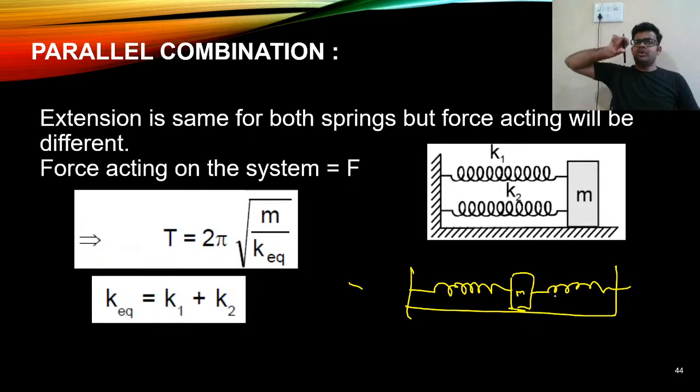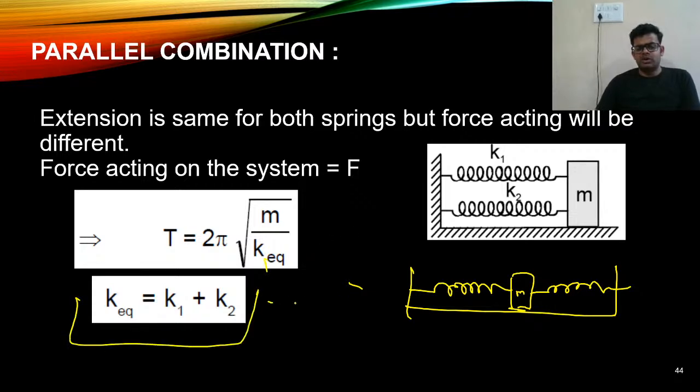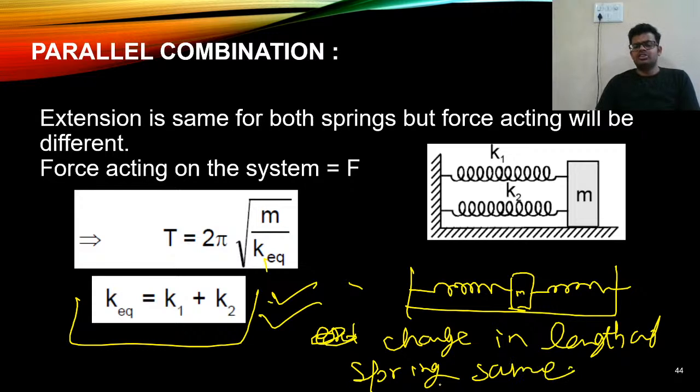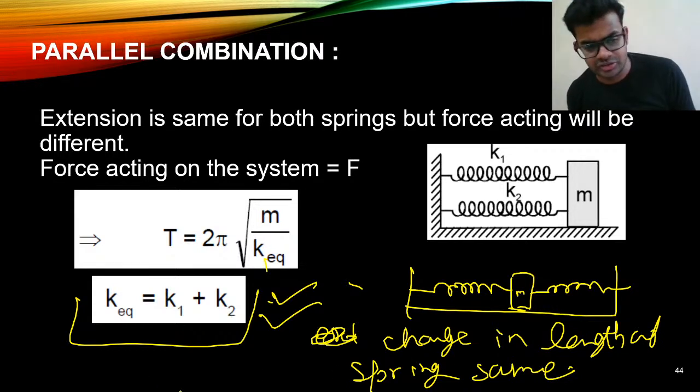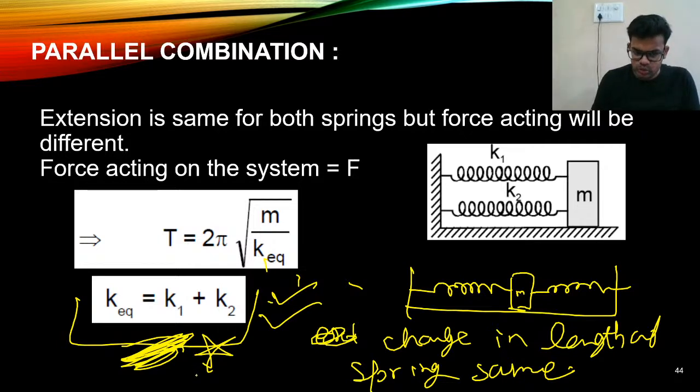Next, in the second diagram, if the block is displaced like this, one spring has x extension and the second has x compression. The change in length is the same only. One is having compression, another is having extension. So we need to remember the formula: K equivalent is equal to K1 plus K2. What is same? Extension or compression, meaning the change in length of the spring is same. This you need to remember, my dear friend. What is different? The force, the tension, is different in each spring. So the formula is T is equal to 2 pi root of m by K equivalent. For parallel combination, K equivalent will be K1 plus K2. All of you can do it, right? That's all, my dear friends. Let's move to the next slide.